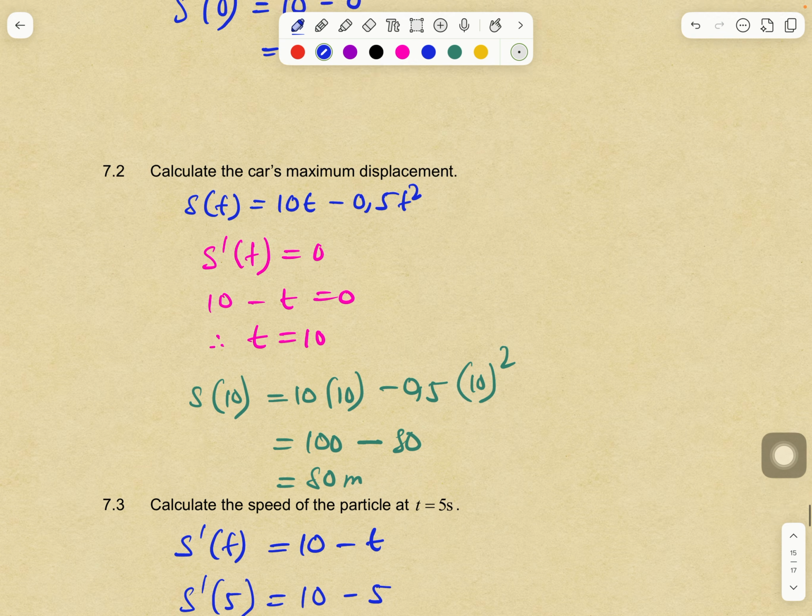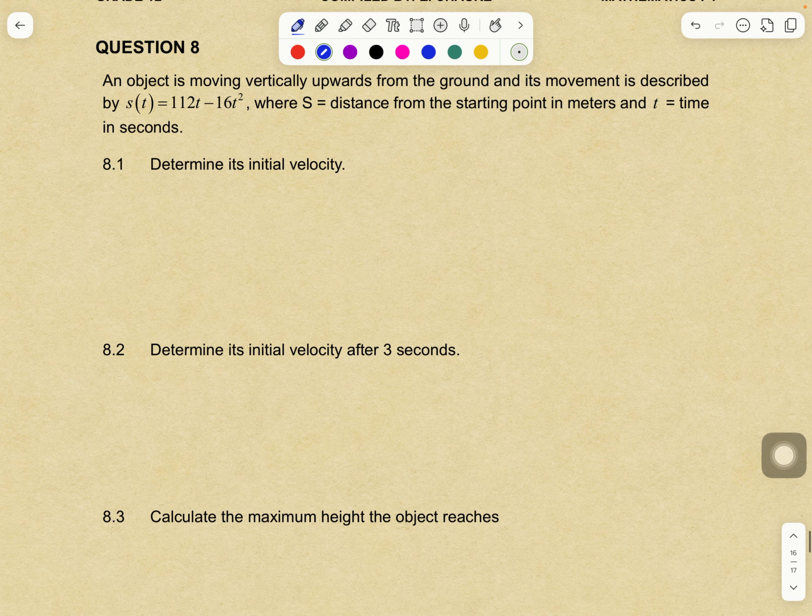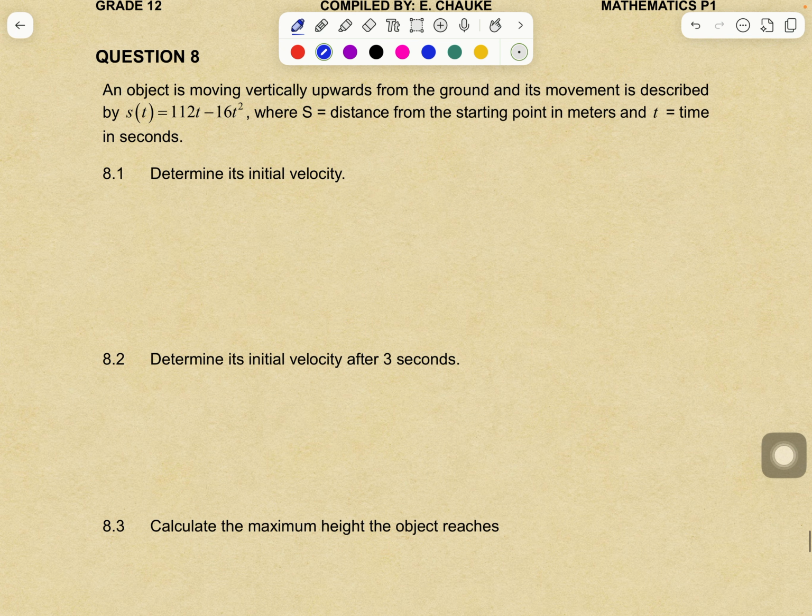So I don't think this is really too difficult. Let us do the last question and then we're done for this series. They say an object is moving vertically upwards from the ground and its movement is described by the equation 112t minus 16t squared, where s is the distance from the starting point in meters and t is in seconds. Determine the initial velocity.